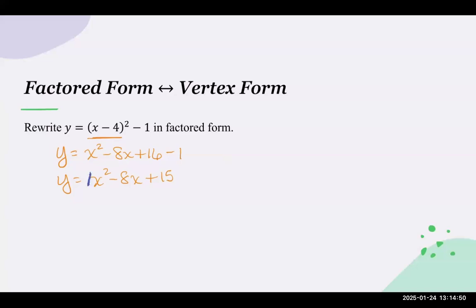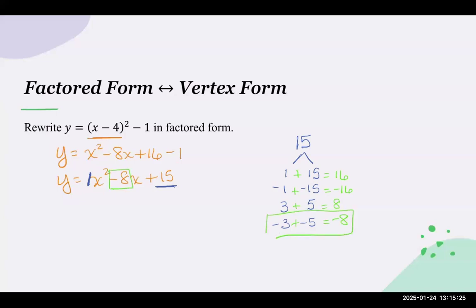Since we have a 1 for our a, that means we're just going to think about factor pairs of 15. So that could be a 1 and 15, or negatives. That could be a 3 and a 5, or negatives. And if we add those together, this will give us 16. This will give us -16. Here we get an 8. Here we get a -8. Our b value is -8, so this is the combination we want. And so we are now looking at y equals x minus 3 times x minus 5. And there's our factored form.